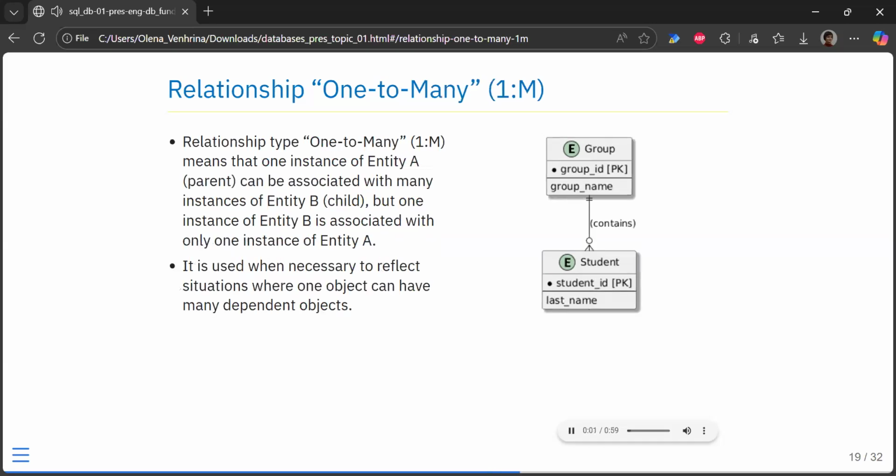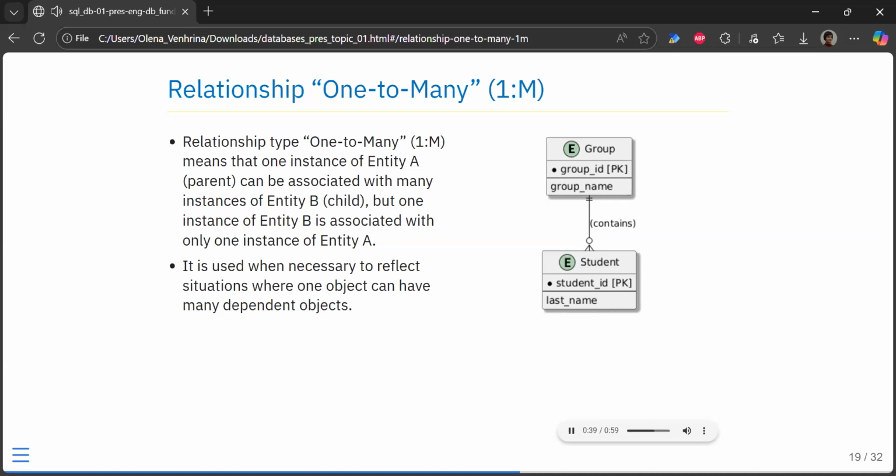If the one-to-one relationship was quite rare, now we move to the workhorse of any relational database. This is the one-to-many relationship. Probably 90% of relationships you will design in your career will be of this type. The logic is simple. One instance from the parent side can have many related child instances. But, and this is very important, each child instance can be linked to only one parent. The classic example we return to: one group has many students. Group CAM 101 can have 30 students, but each specific student, for example Bondarenko, can belong to only one group.